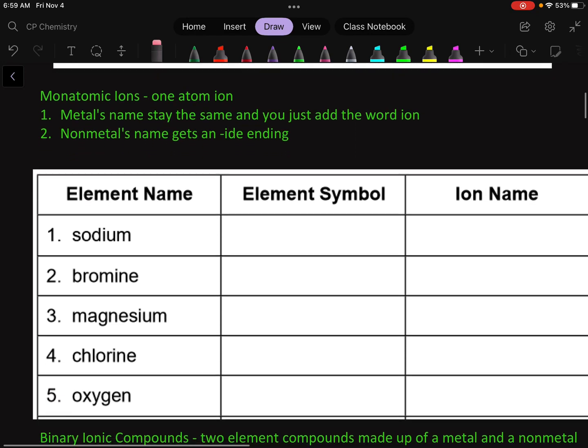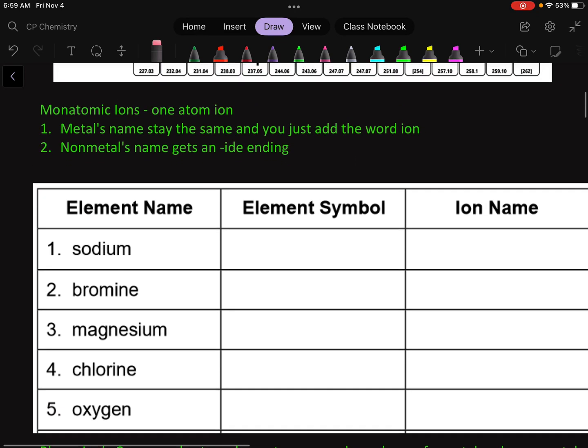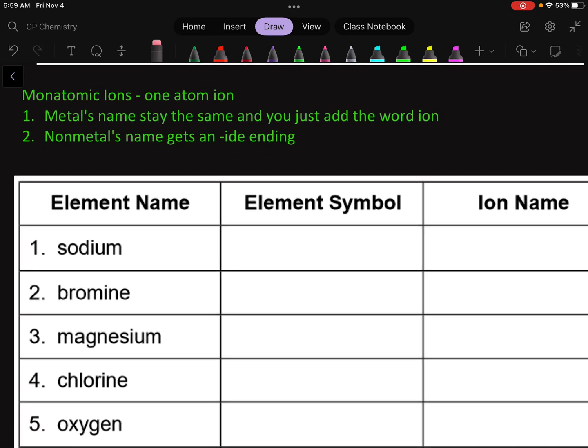Okay, so monatomic ions, these are one atom ions. Mono means one, atomic is atom, and so it's one atom with a charge. The rules for naming: the metal's name always stays the same, and you just add the word ion behind it. The nonmetal's name will change, and it will get an IDE ending. So you just have to be able to tell whether one's a metal or a nonmetal.